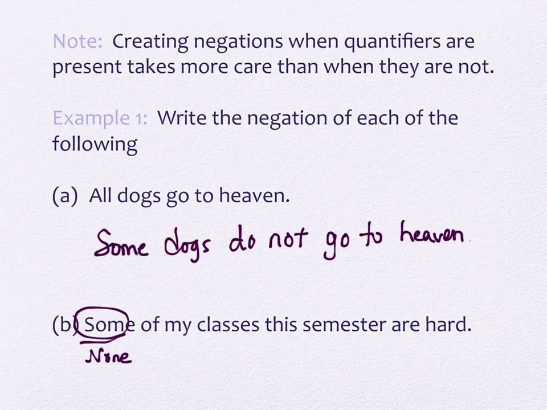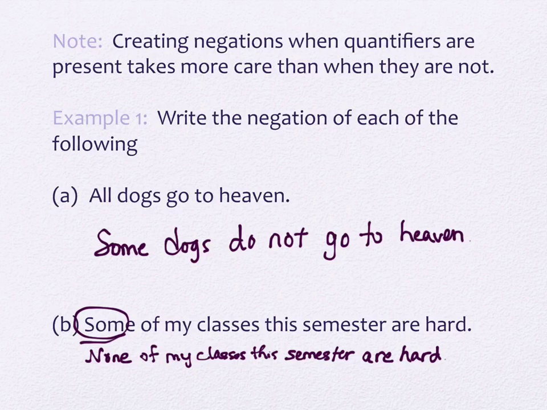What's next? What do I write next? Yeah, it looks actually this exact same, right? Some turned into none, so it's none of my classes this semester are hard. It's kind of like saying, if I said, some of my classes this semester are hard, and somebody else said, you're lying. Okay, well, if you were lying, what would the truth be? Well, the truth would be that none of them were actually hard, right? That's what would have to be the truth if that were a lie, if it were a false statement.